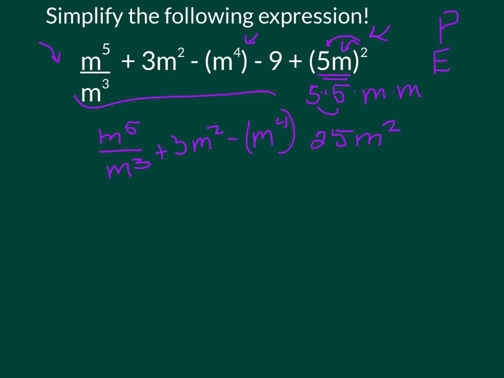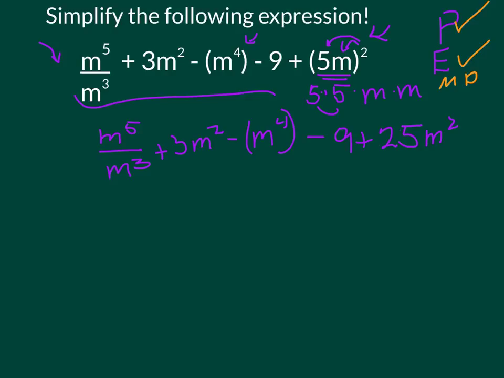Oh goodness, I don't have enough room here. Okay, I'm going to move this over. We know that that says 25m squared, but I want to make sure that I have enough room for my minus 9, which is what's next, minus 9 plus 25m squared. Okay, so I've done my parentheses, I've done my exponents, multiplication and division in order from left to right.